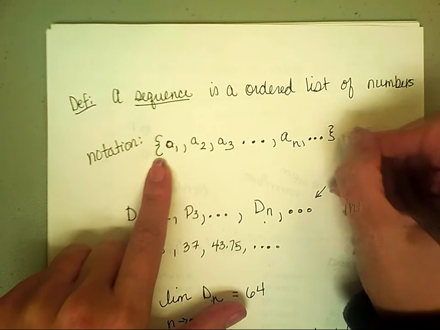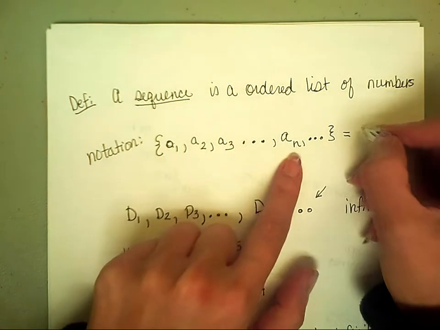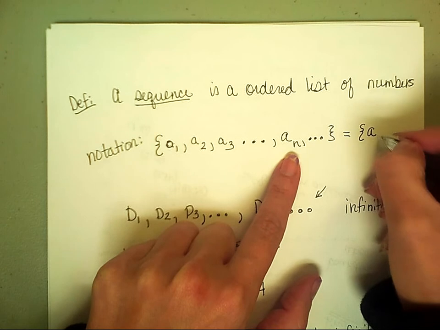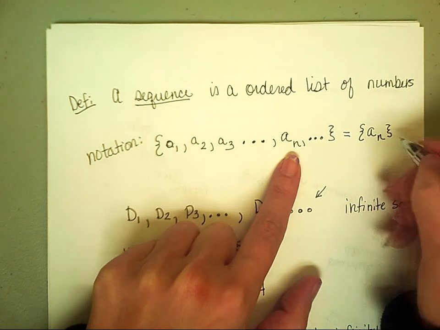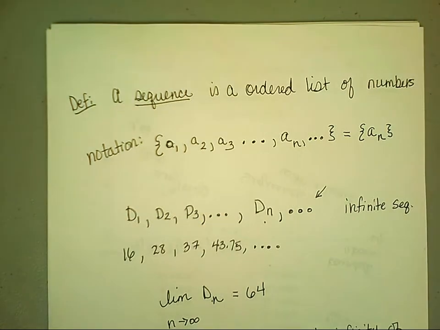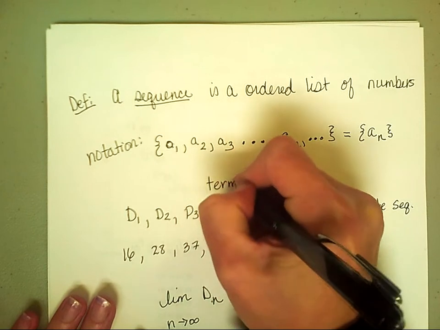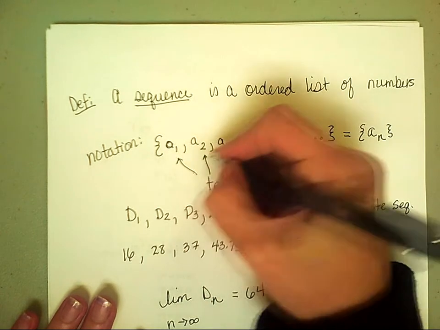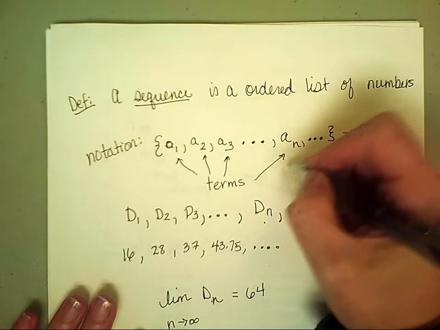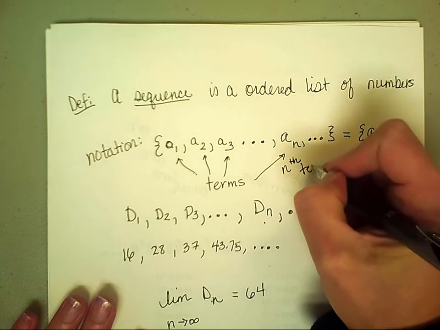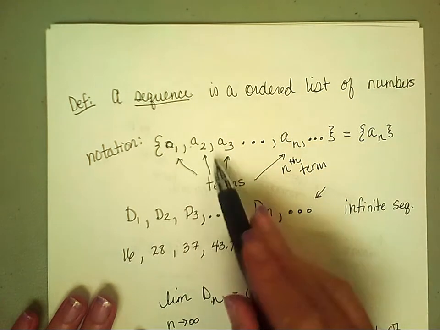Or what we can do is we can just, instead of writing all that out, use our set notation and write A sub n. Okay. And these are both notations for a sequence. Okay. Now, this list can be infinite or finite. It doesn't matter. Okay. We call the individual numbers in the sequence the terms. Okay, so these are terms. A sub 1, A sub 2, A sub 3, and this is known as the nth term. So first term, second term, third term, nth term.